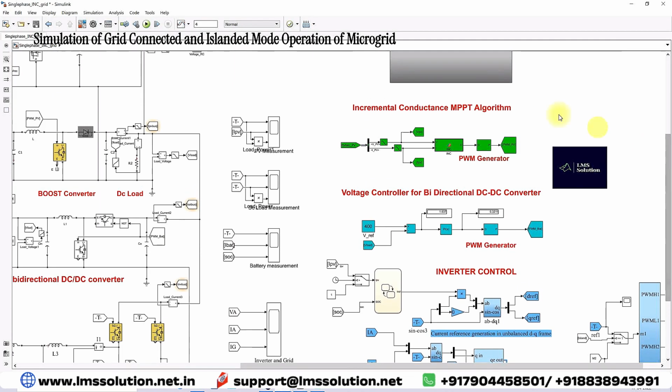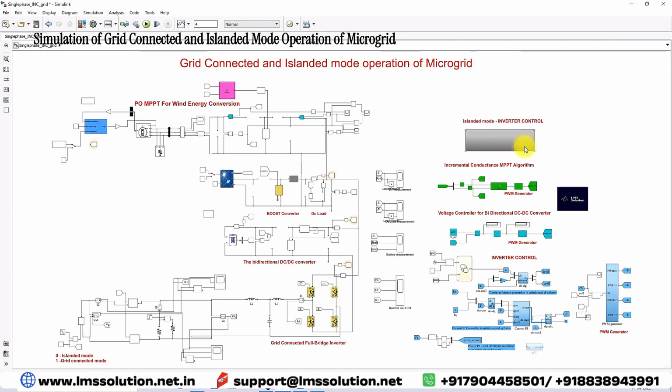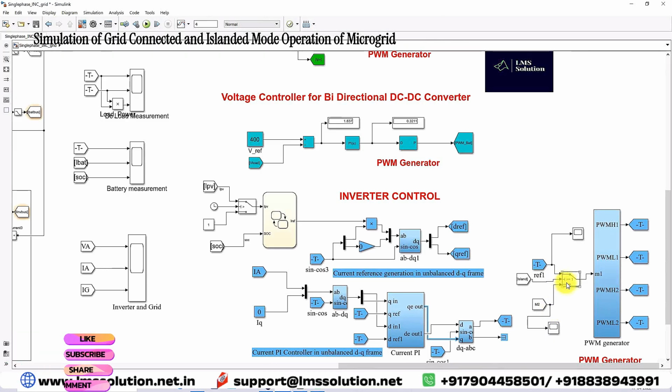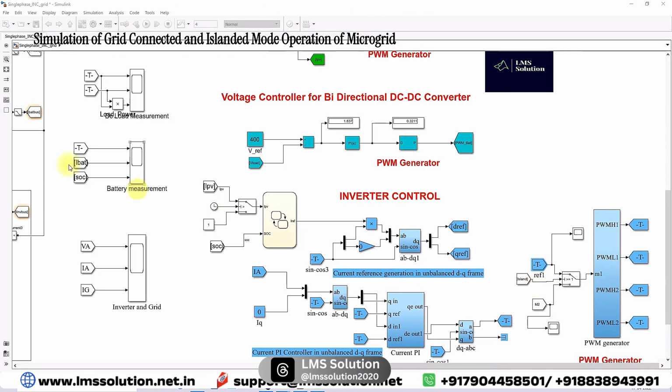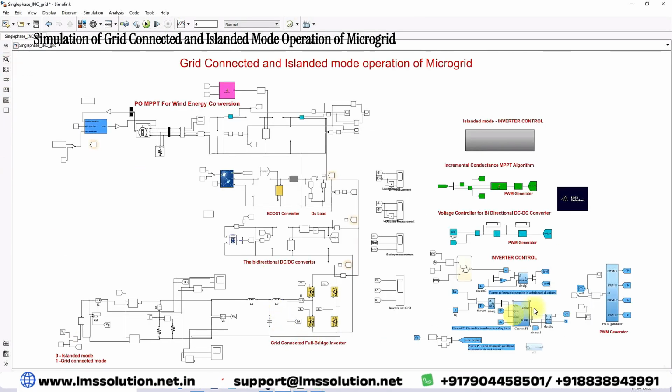And from the islanded mode control we get another modulating signal. Here we have to generate the pulse. For that we use a switch case based upon the islanded mode detection. When this control signal is greater than or equal to 1, the system is in grid connected mode, and we allow this modulating signal for generating the pulse for the inverter. If the control signal equals 0, that means the system is operated in islanded mode, then you allow the modulating signal from the islanded mode control. Based upon that control logic, we allow the corresponding modulating signal for generating the pulse.